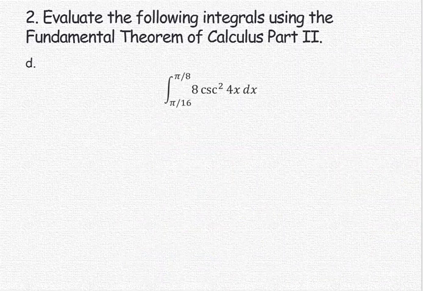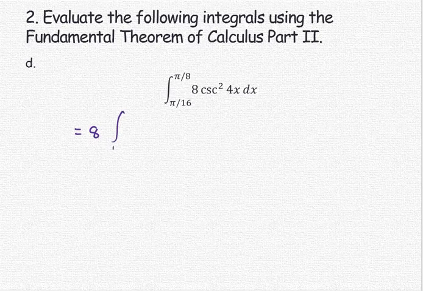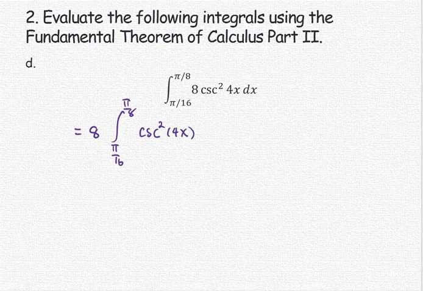Okay, let's move on to the last example. We're going to evaluate, this time a trig function, with lower limit pi over 16, upper limit pi over 8, and integrand 8 times cosecant squared of 4x with respect to x. Get 8 out as the constant multiple or coefficient, and then work on the antiderivative of the cosecant squared of 4x with respect to x.